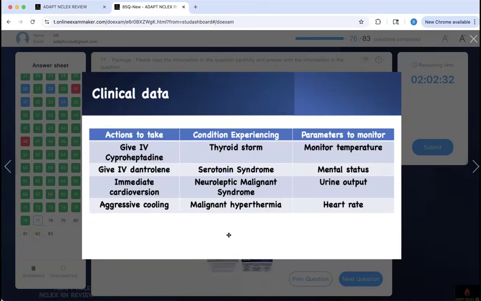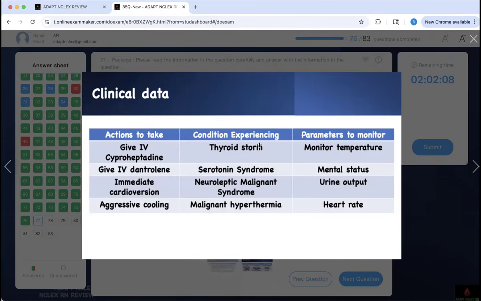Do I have thyroid storm? Do I have serotonin syndrome? Do I have neuroleptic malignant syndrome or malignant hyperthermia? This is bow tie. How do you answer bow tie in the Next Generation NCLEX? Find the diagnosis. When you find the diagnosis, find the action you should take and use the action that you take to monitor it. That's all. So what do you think?